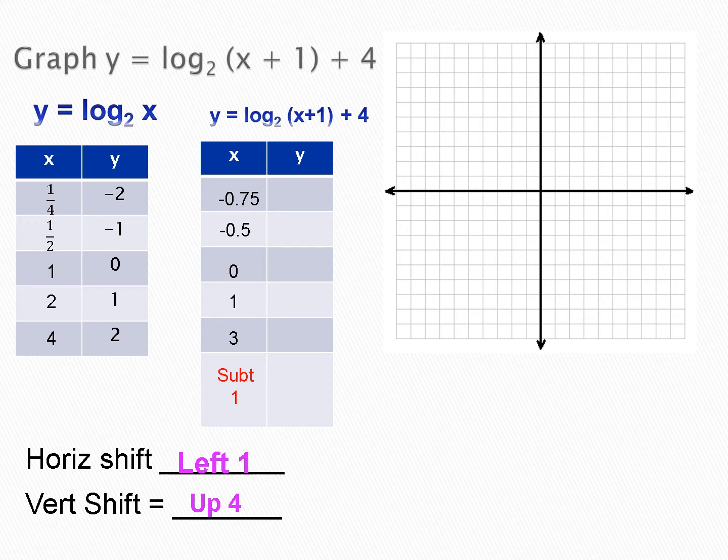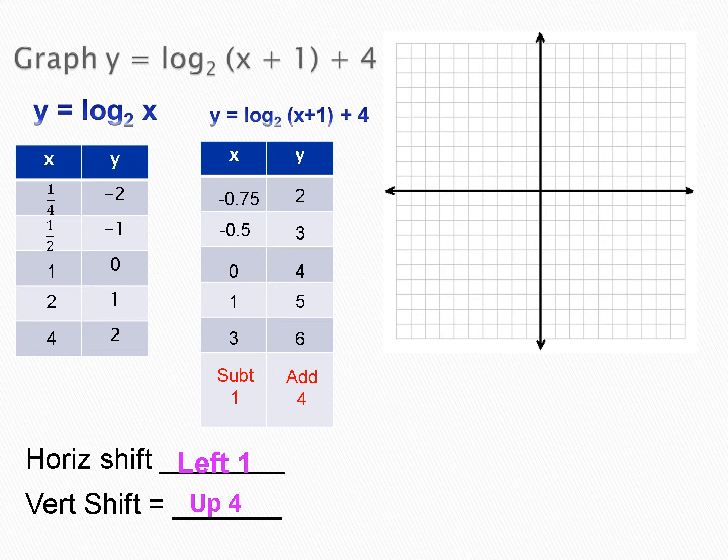Now let's talk about our y values. How do I go from old y's to new y's? Well, I'm going to add 4. So negative 2 plus 4 is 2. Negative 1 plus 4 is 3. 0 plus 4 is 4. 1 plus 4 is 5. And 2 plus 4 is 6. Woohoo! Okay, so I have my transformation table.